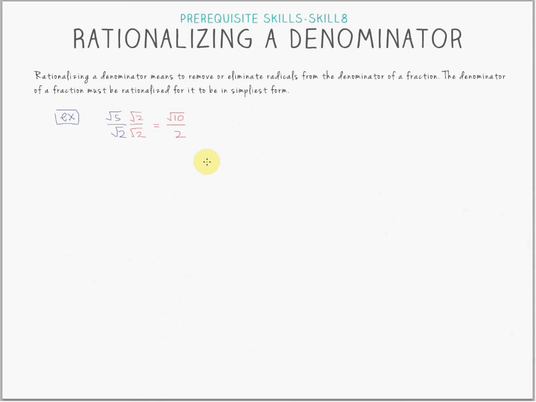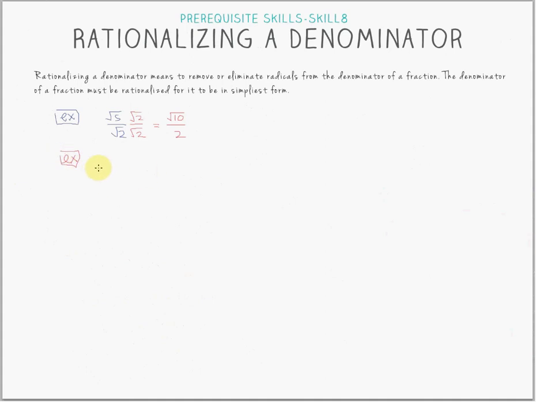Now the denominator is a rational number, and so the denominator has been rationalized, because this is rational, meaning it is not a radical. It's not an infinite number, it's not a decimal. It is a rational number, a whole number there. Let's look at a second example of the same thing.